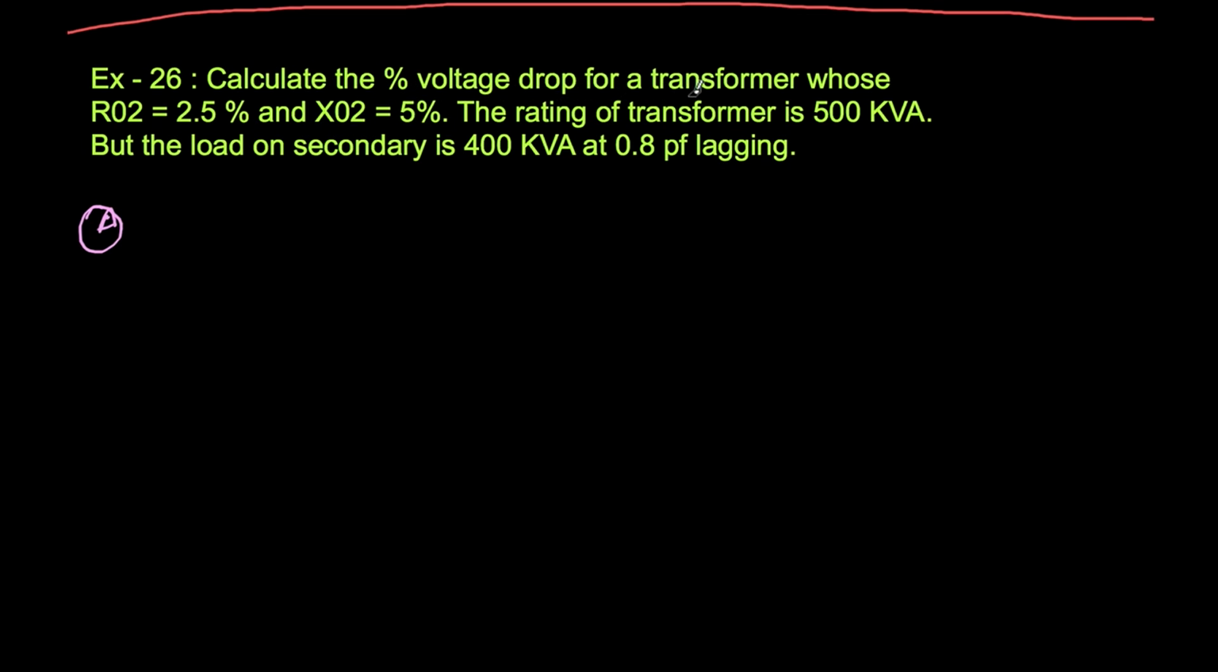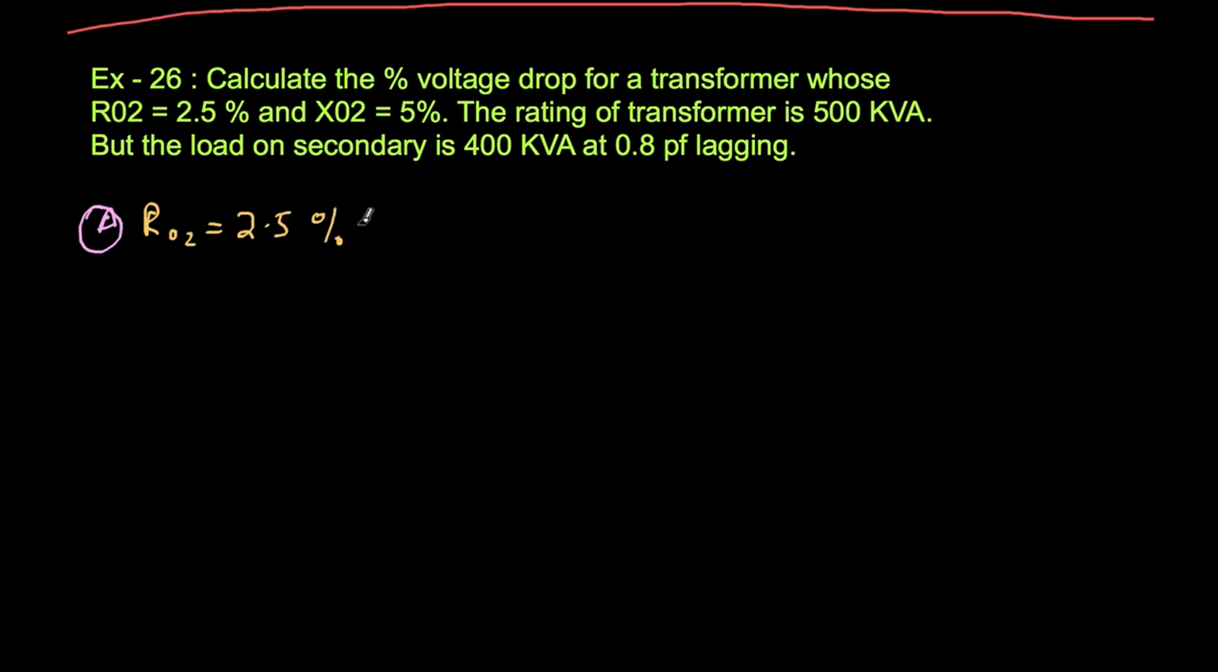Calculate the percentage voltage drop of a transformer whose R02 is 2.5%. First of all, what do you understand by this? What do you mean by R02 equal to 2.5%? It actually has to be in ohms, but why is it given in percentage? Sometimes the resistance drop of the entire transformer will be given in percentage like this. So how do you interpret this?